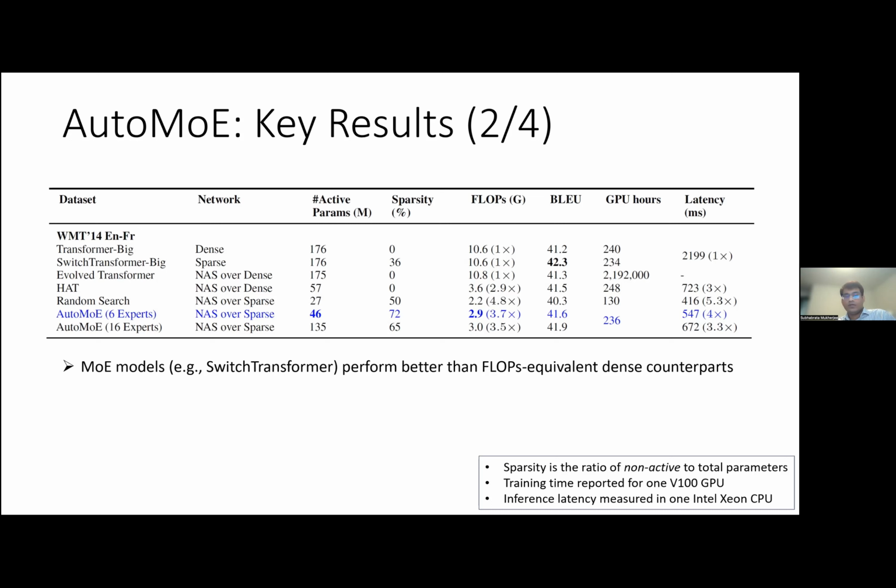Switch transformer big is obviously a much larger model, as you can see in the sparsity. So in order to get that sort of performance, you would probably need to train it longer with some kind of learning schedule decay and so on.